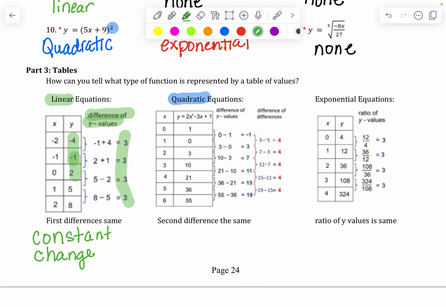The last one is exponential. And what you'll notice is they're doing a ratio. They took this 12 and put it over a 4 and got a 3. So they took them and made them like into fractions, and you see how that's the same number. So when they took the ratio, it was the same. So it is going to be exponential when you have a common ratio the same.